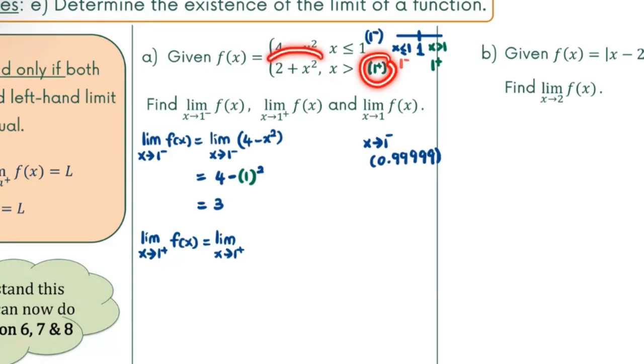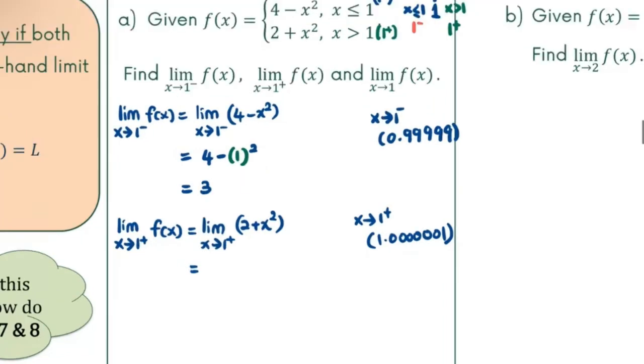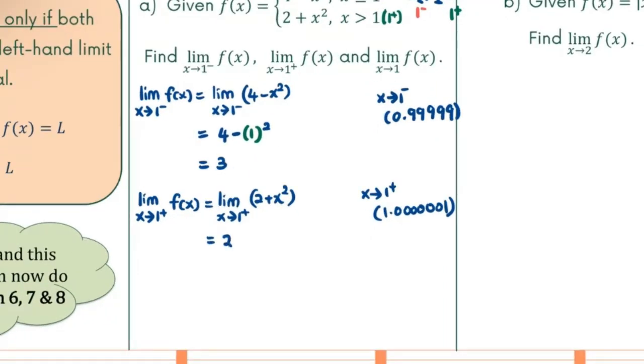Tadi apakah function kita? 2 tambah x squared. So 2 plus x squared. So now, kalau x approaching 1 from the right, apakah contoh nilai dia? 1.000000001. Ini contoh dia lah. Yang paling kecil sekali yang menghampiri 1 daripada arah kanan. Tapi saya tak letak nilai inilah. Saya akan gantikan nilai 1 directly. 2 plus 1 squared. 2 tambah 1 kita dapat 3.